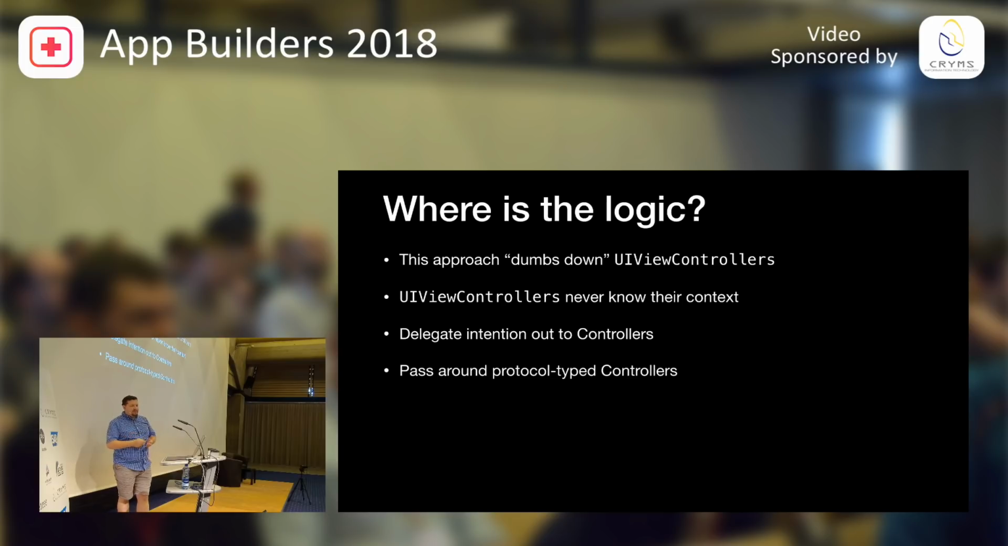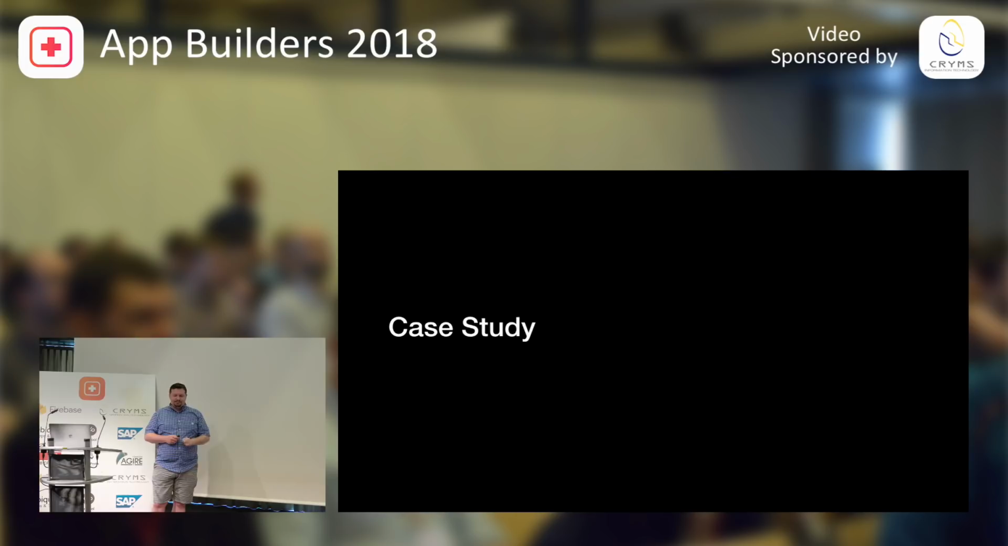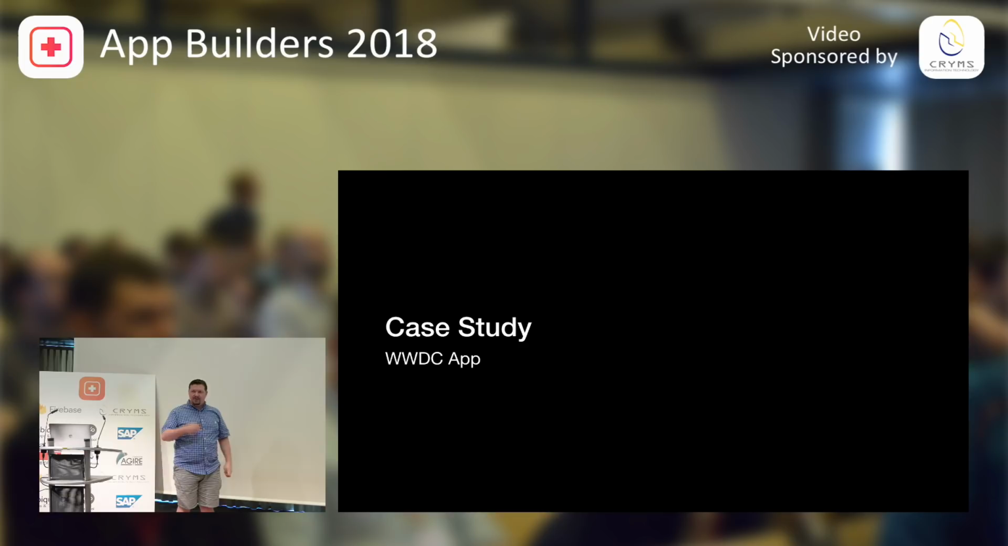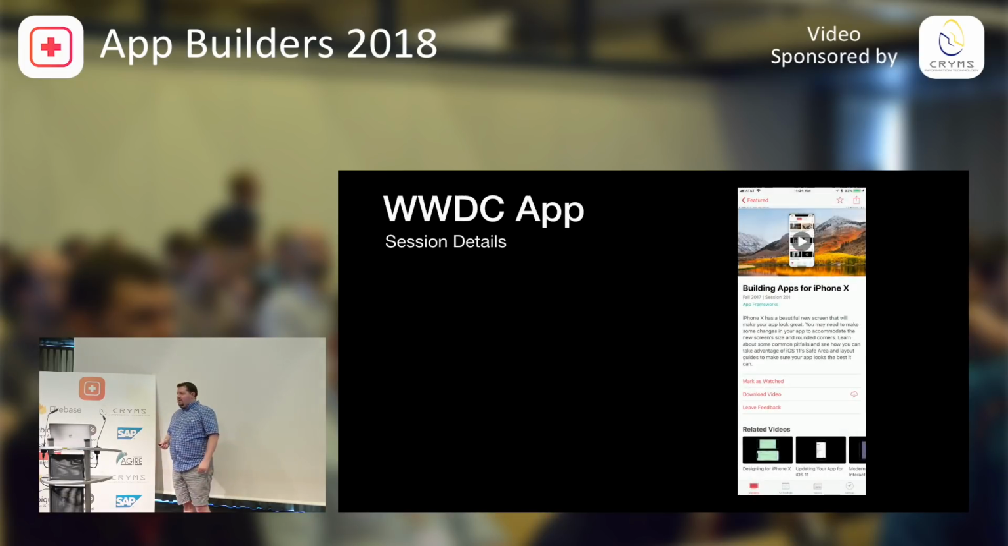So there are a couple ways we can do this. We can either do delegation, or we can pass around prototype controllers, and so on. And so we're going to take a look at this by doing a case study. And this case study is an app that I know very well. It's the WWDC app. Hopefully you know it well as well. So this is the session detail screen of the WWDC app.